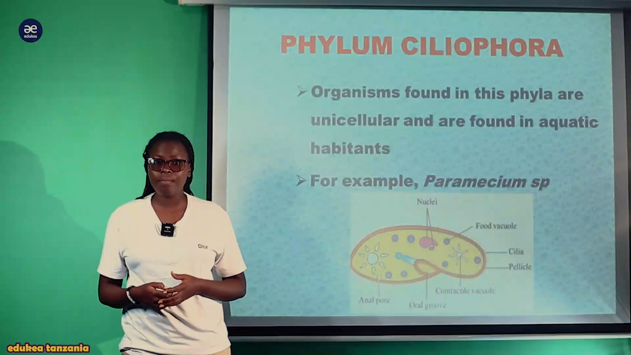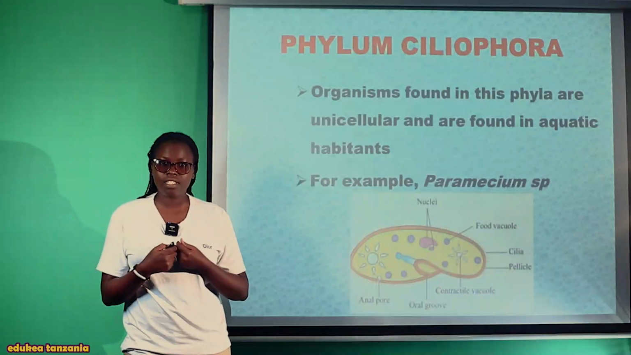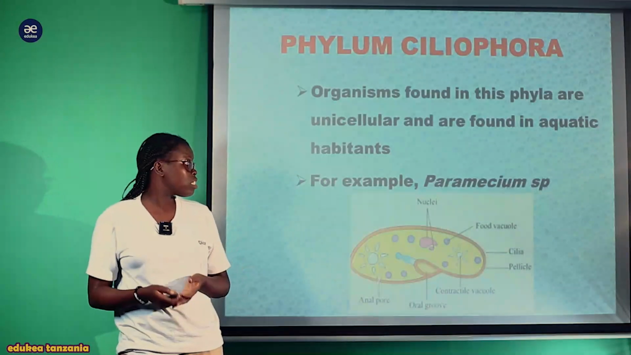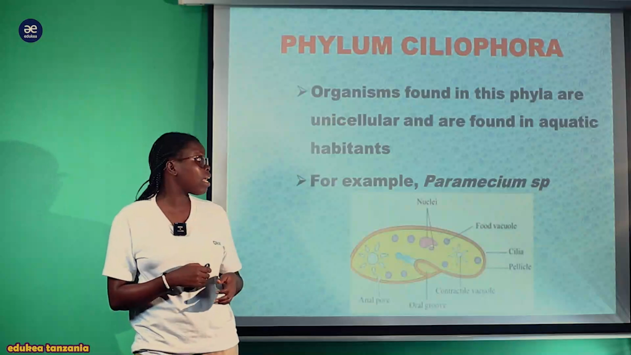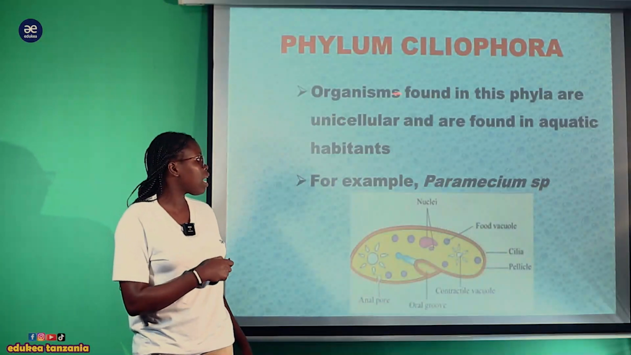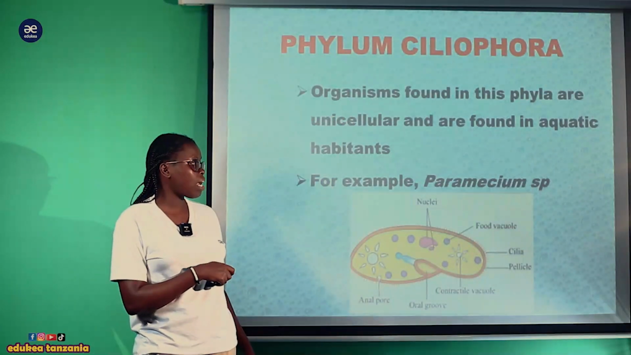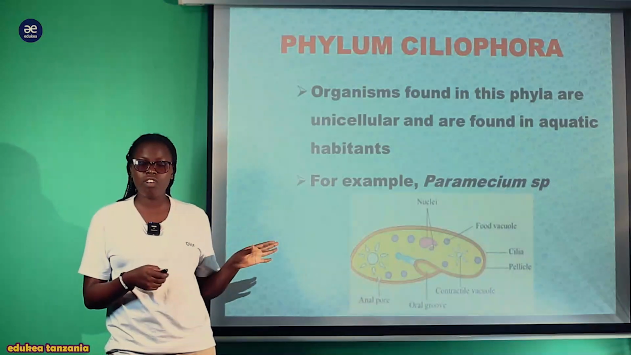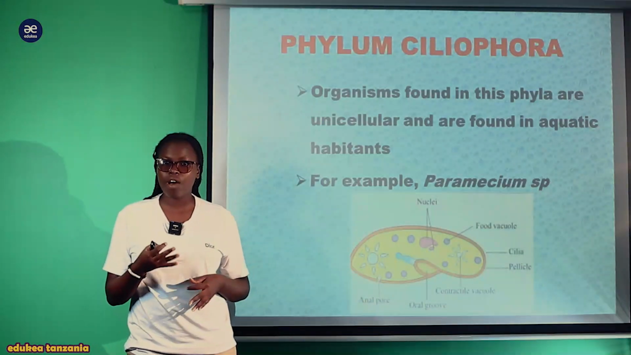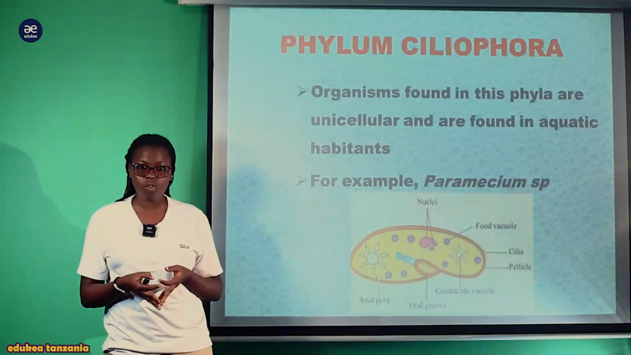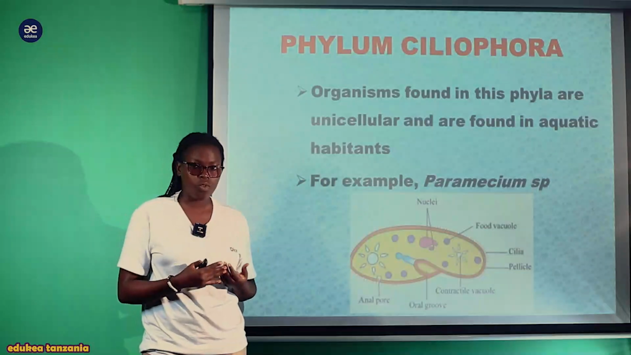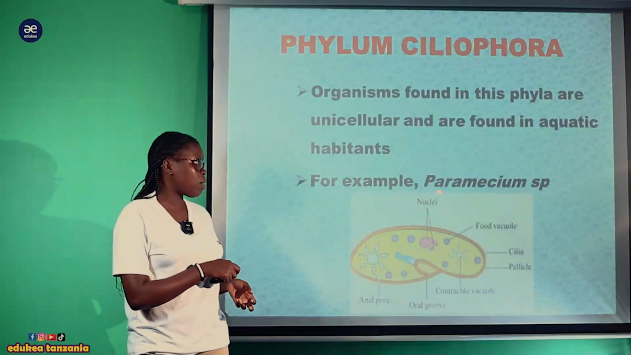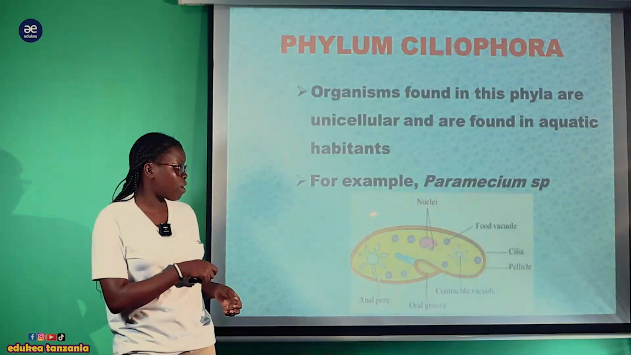The other phylum of the Kingdom Protoctista is the phylum Ciliophora. Organisms found in this phylum are unicellular and are found in aquatic habitats. So the organisms found in this phylum are aquatic, and also unicellular. Aquatic means that they live in water. An example is Paramecium species. This is the structure of the Paramecium species.